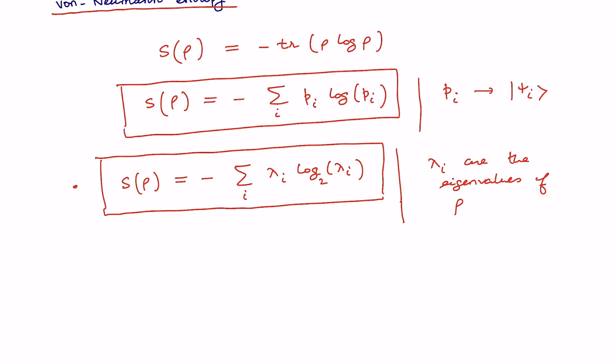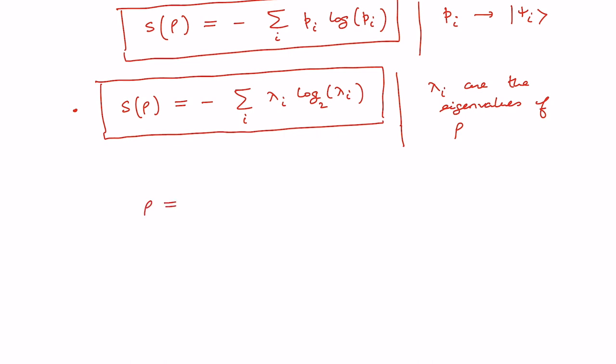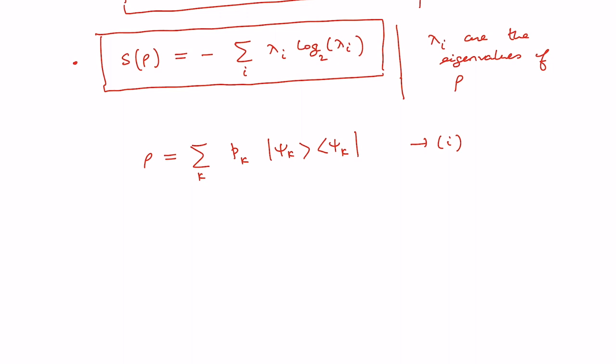Now, let me explain the formula for von Neumann entropy a little more clearly. You know that the density operator is defined as the summation of p_k |psi_k><psi_k|. This is the definition of the density matrix. If we choose the eigenbasis of the density operator, we can express it in another form. Because it's a matrix, we can use the spectral decomposition. For that, we just have to find the eigenvalues and corresponding eigenvectors. Suppose the eigenvalues are lambda_j and the corresponding eigenvectors are |k_j>. Then this is the spectral decomposition, and we can express the density matrix in this particular form.